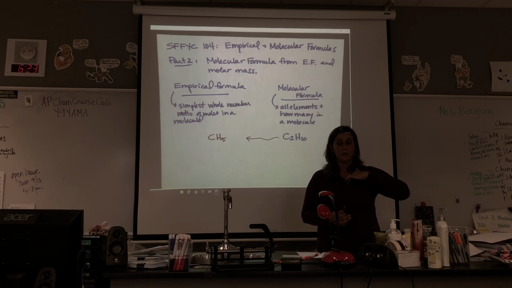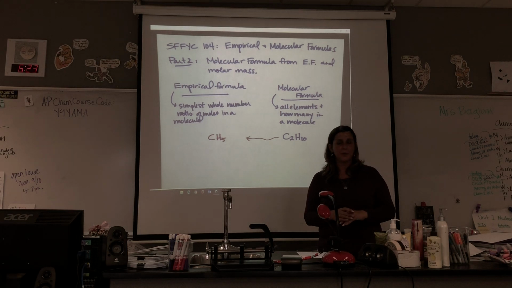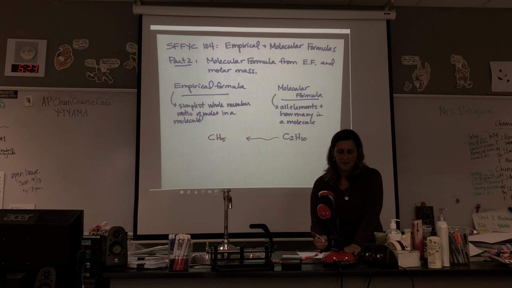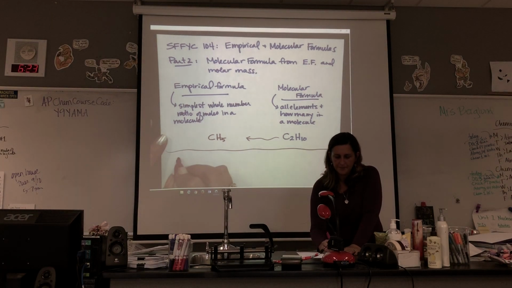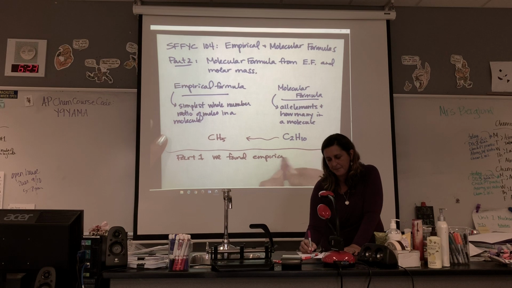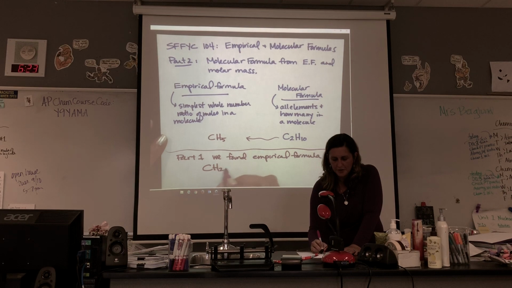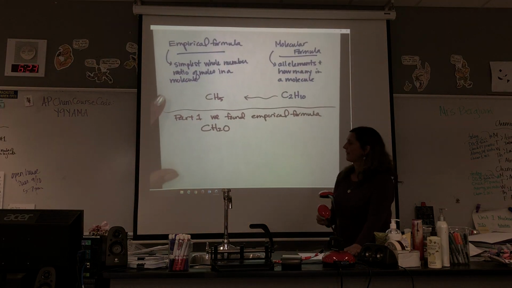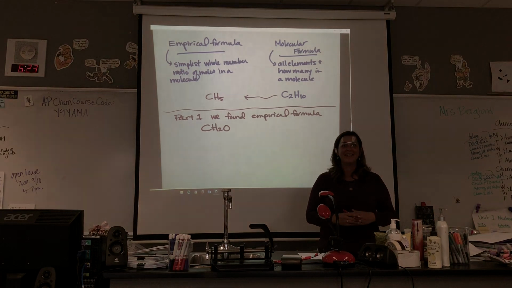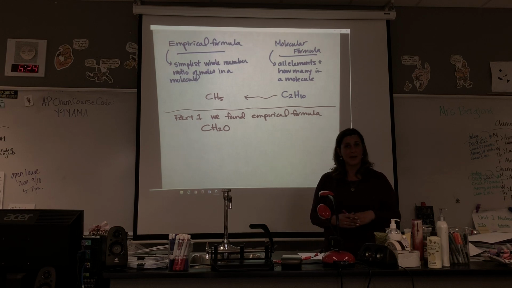Okay, so we are going to do a continuation example from part 1. In part 1, we found the empirical formula was CH2O. What if we are prompted to find the molecular formula? In order to do that, we would need the molar mass or the molecular weight.